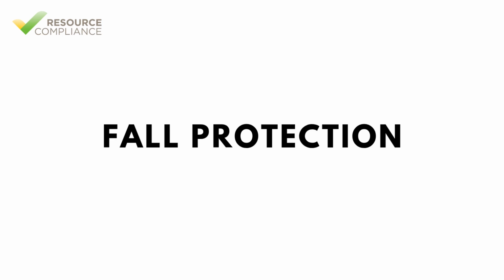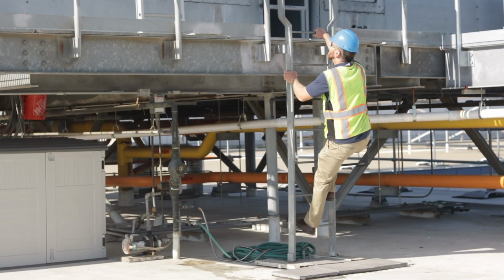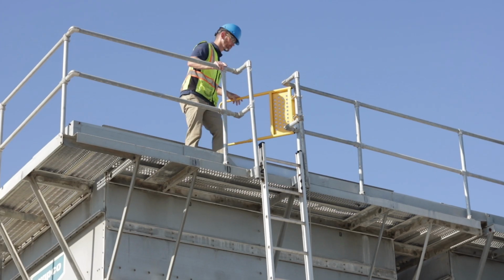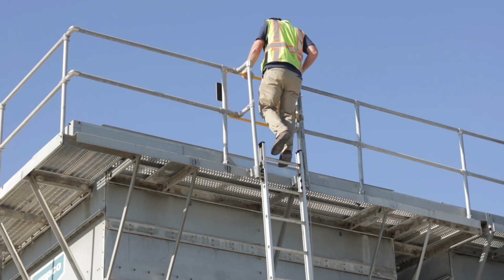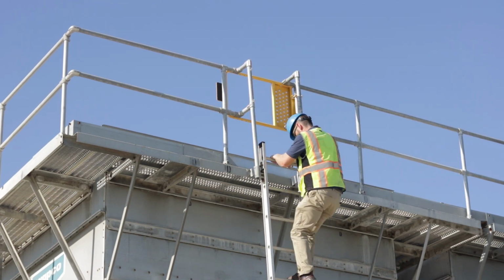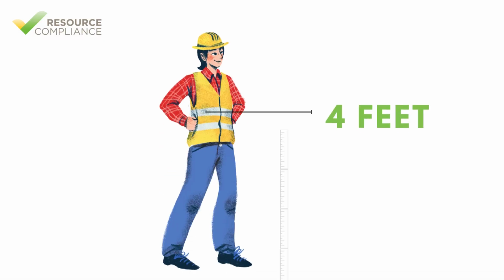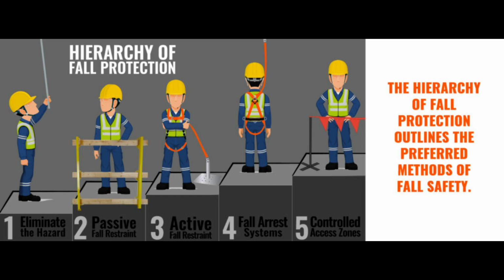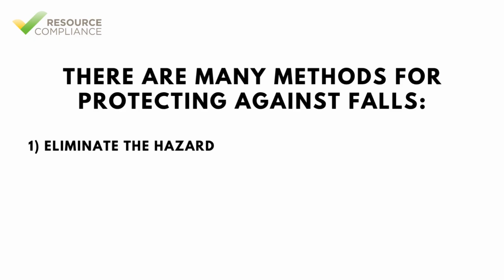Refrigeration technicians often work in environments with elevated platforms, roof units, and mezzanine level equipment. Fall protection is critical to prevent serious injury or death from falls. OSHA generally requires fall protection when working 4 feet or more above a lower level in general industry and 6 feet or more in construction. There are many methods for protecting against falls. The best approach is to eliminate the fall hazard.